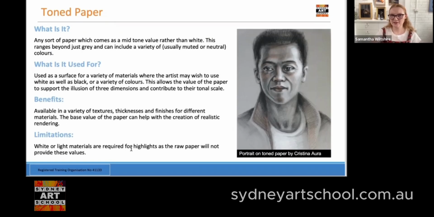Some of the benefits of toned paper include the fact that it does come available in a variety of textures, thicknesses, and finishes, which are suitable for quite a variety of different materials. The base value of the paper will, as we've just discussed, also help with creating more realistic rendering. And the limitation is that white or light materials are usually required for highlights because that raw paper will not in and of itself provide those values to us already.